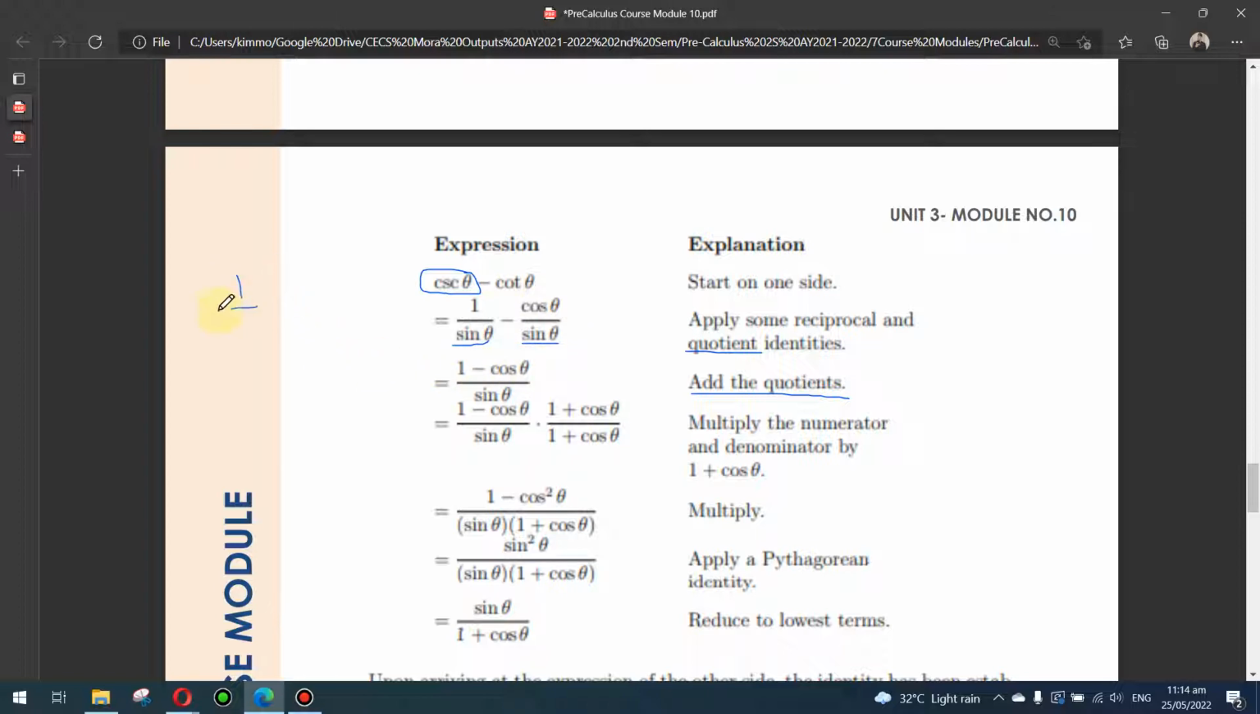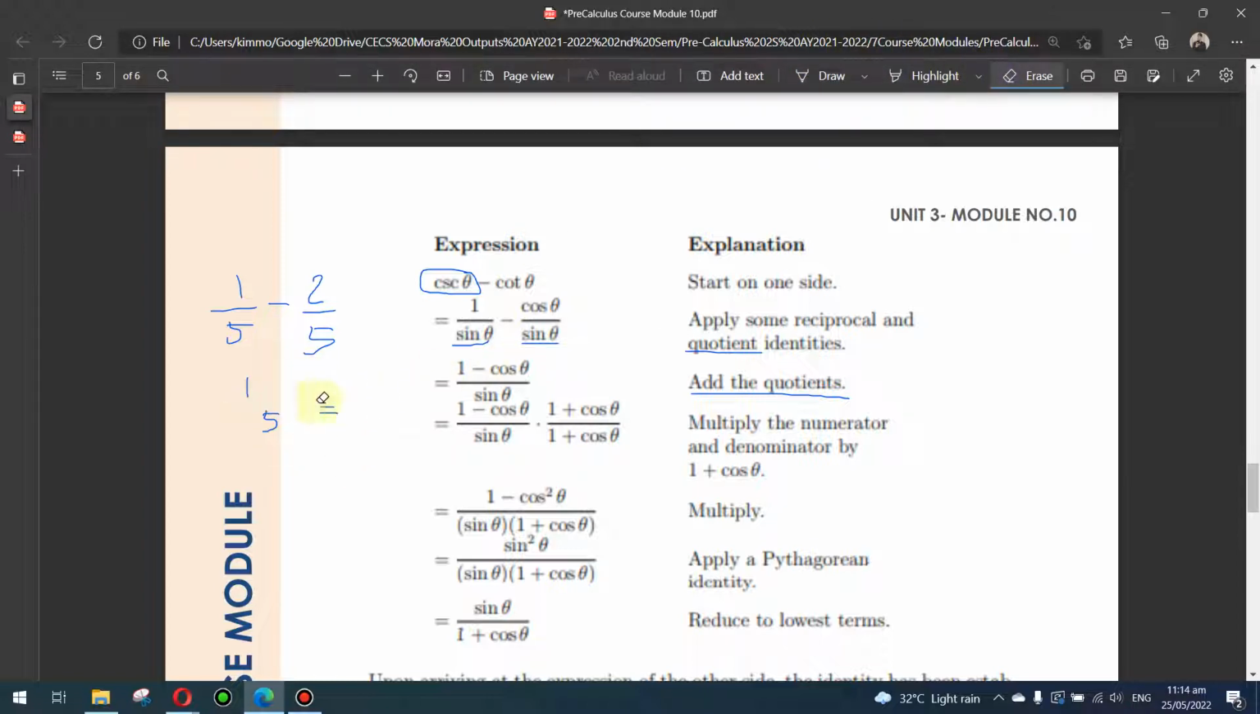It is like 1/5 minus 2/5. Right? They have a common denominator of 5. Then we have 1 minus 2. So, this is equal to negative 1 over 5. The same with this one, we have a common denominator of sine. So, that's why we have sine as the denominator. Then we have 1 minus cosine.